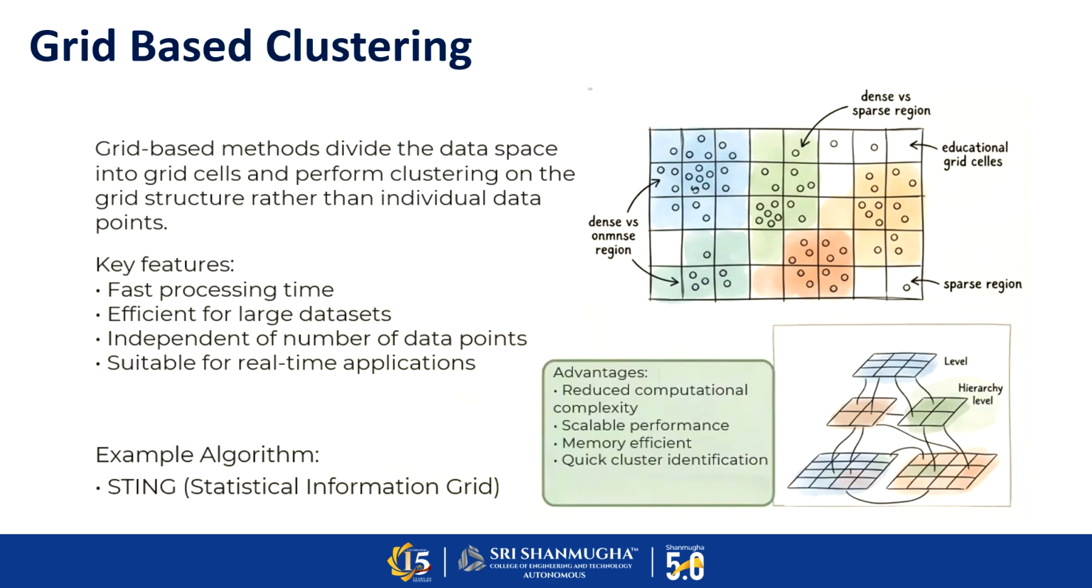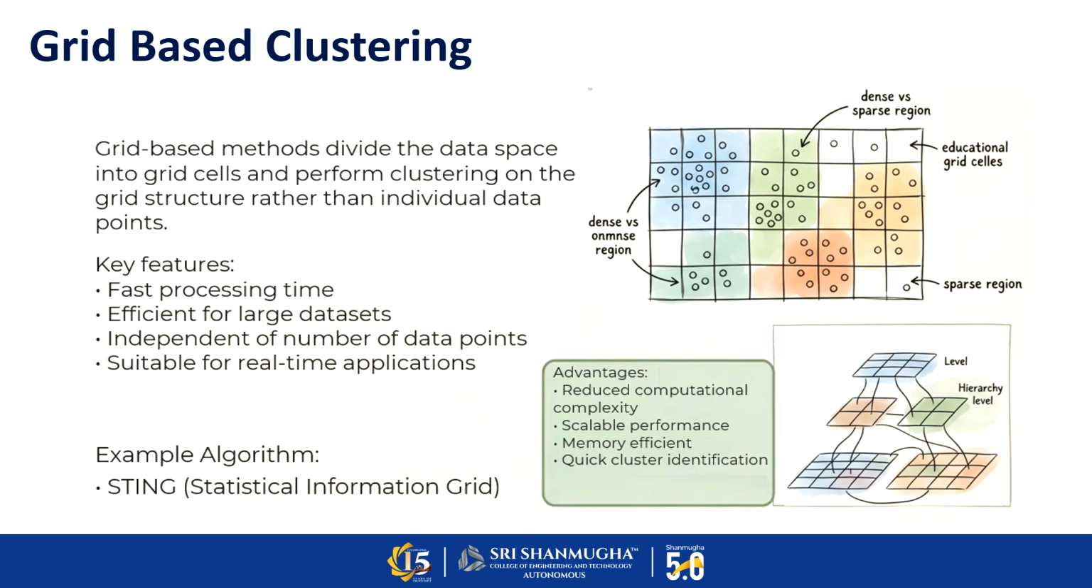Grid-based. Let me start with a real-world application. Take city traffic analysis. Divide a city map into a grid of 1 kilometer by 1 kilometer cells. Count vehicles in each cell every minute. Cells with many vehicles, so that is what? Traffic hotspots. Okay, that is a cluster. Cells with few vehicles mean empty roads, no cluster. The grid processes millions of GPS pins in real time without checking every vehicle pair.